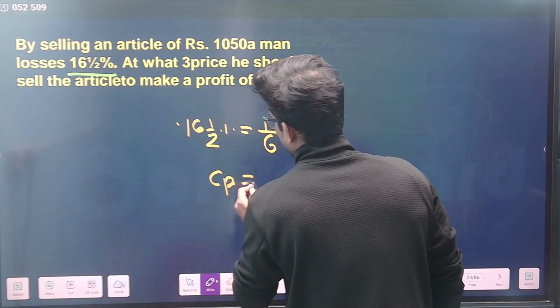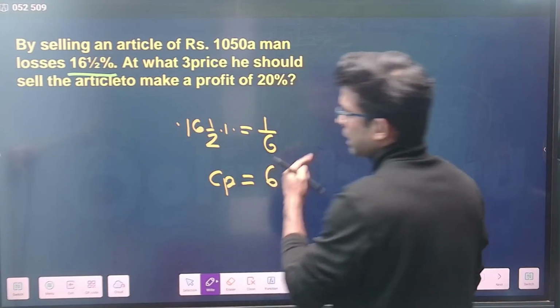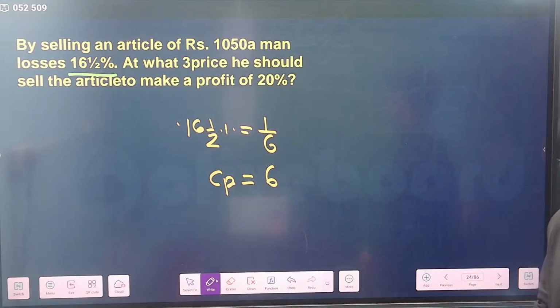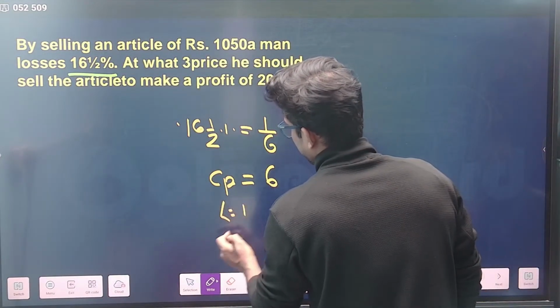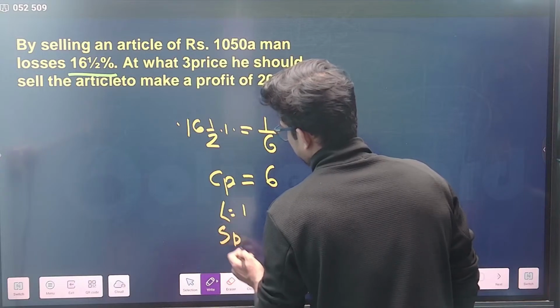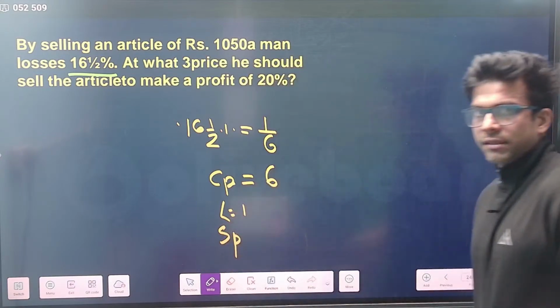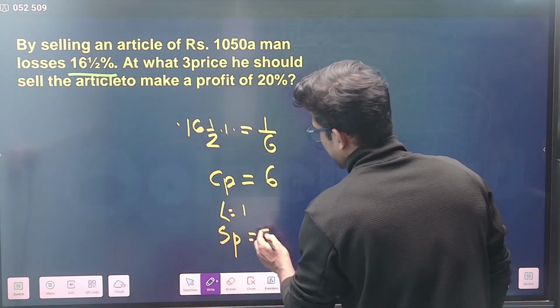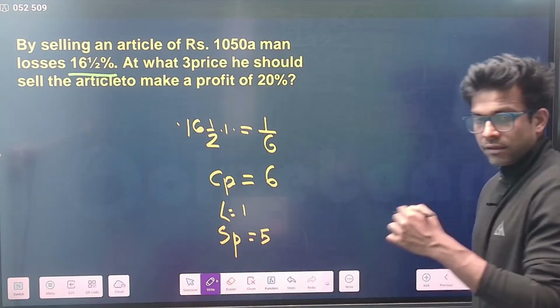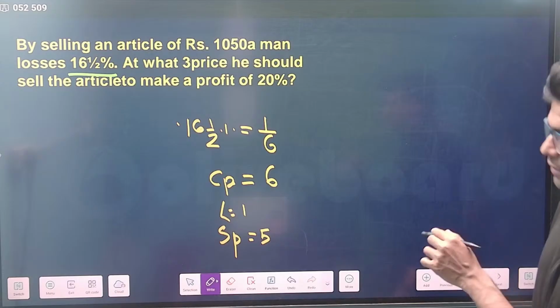So if my cost price is 6 and I'm having a loss of 1, then my selling price would be what? I'm having a loss, so my selling price would be 5, na? So according to me, the selling price is 5.